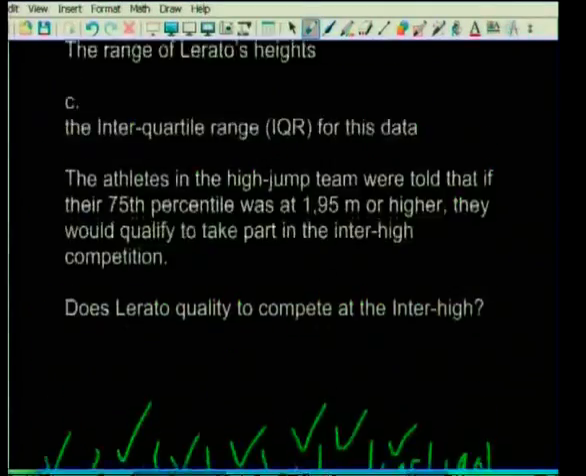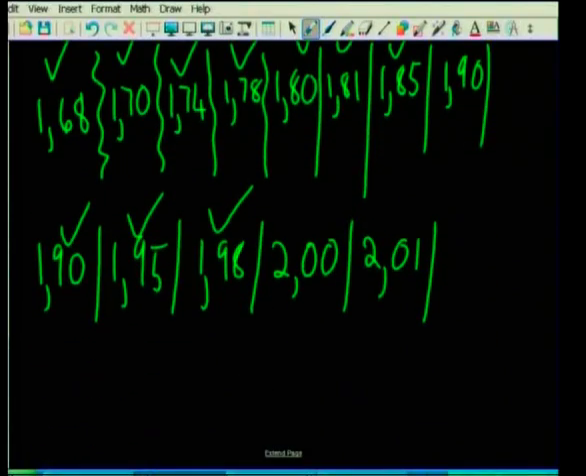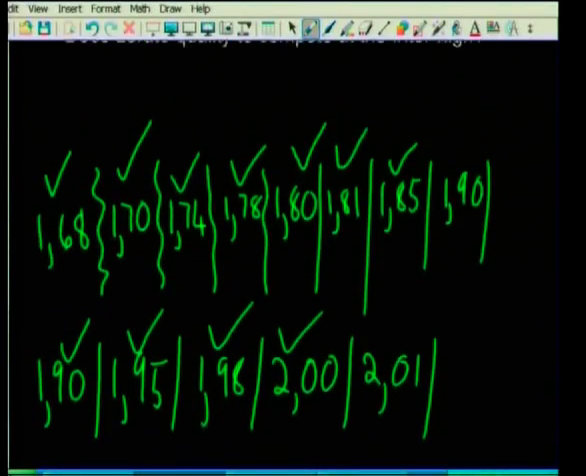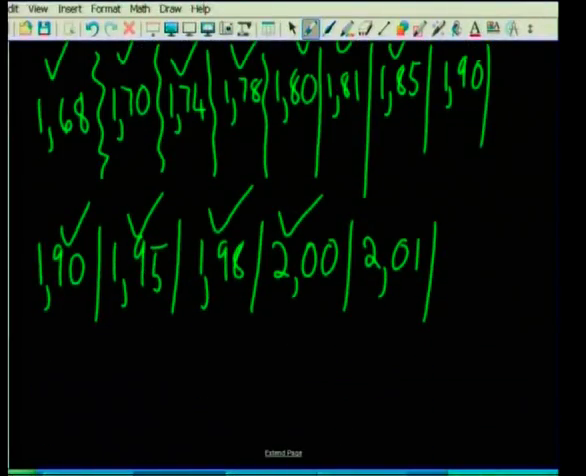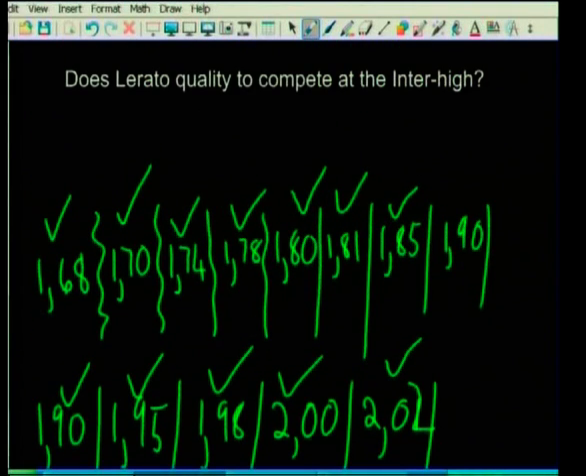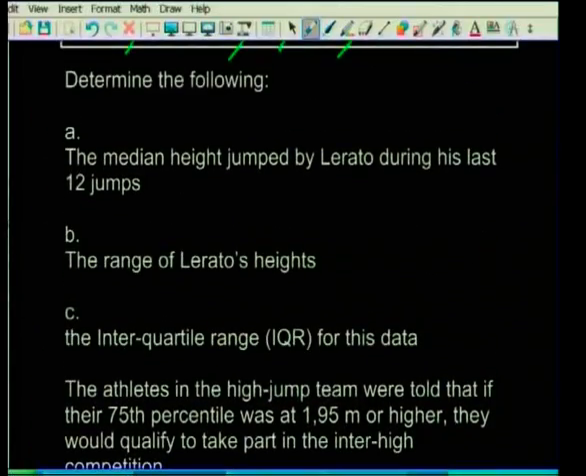1,8, 2 meters, and 2,02. So guys, what I've done here is I've written 190 twice, so that's all fine. I've sorted it out, thank goodness. Right, let's look at the questions.